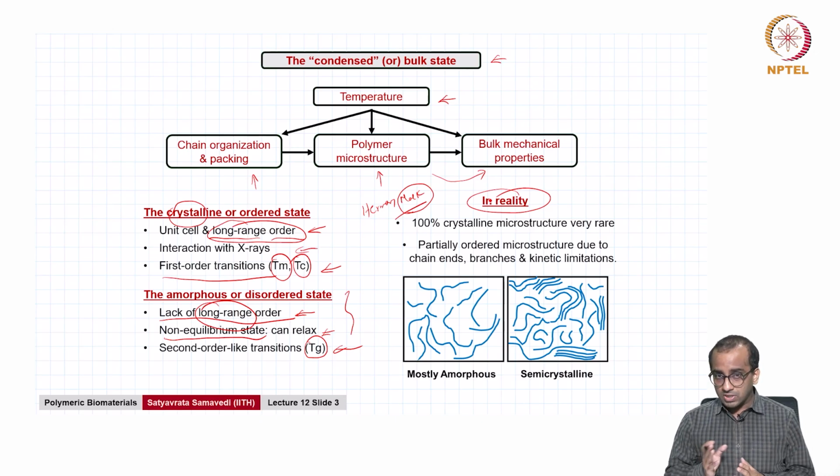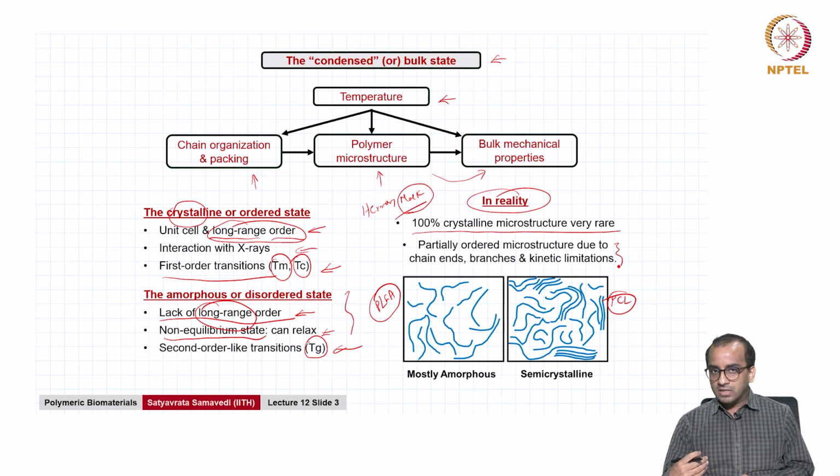While we have talked about two different states, the crystalline or the ordered state and the amorphous or the disordered state, as two distinct classes, in reality what you will see is 100% crystalline microstructure in polymers is extremely rare. So, it makes sense to either talk about amorphous polymers or at best semi-crystalline polymers. We have seen already examples of these. One example of an amorphous polymer that we have looked at, a copolymer, is PLGA, and an example of a semi-crystalline polymer that we have looked at is polycaprolactone.